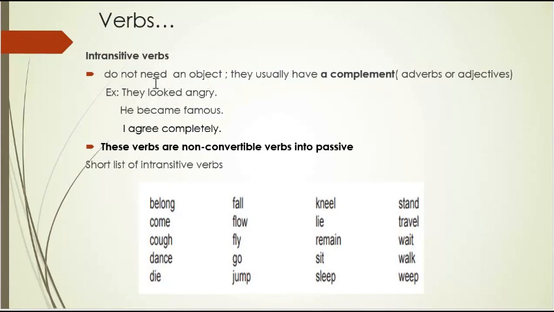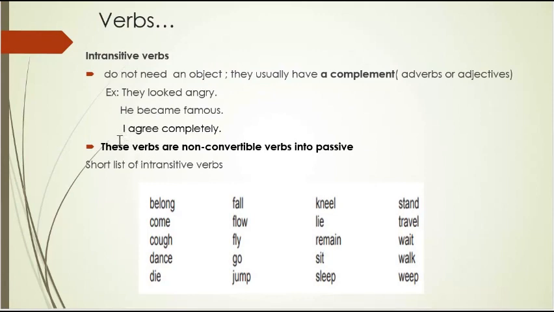The verb looked is an intransitive verb and it doesn't need an object. This angry shows a complement, not an object. So this is called an intransitive verb. Another example is: he became famous. Became is an intransitive verb and famous is not an object, rather it's a complement.